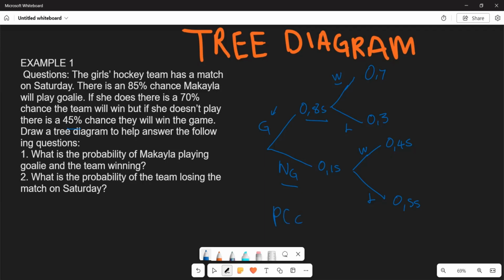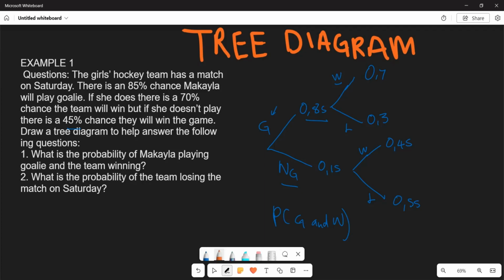The probability of Michaela playing goalie and winning. What will then be that probability? Firstly, the probability of playing goalie is what? It was 0.85, isn't it so? So this is going to be what? Let's start here.